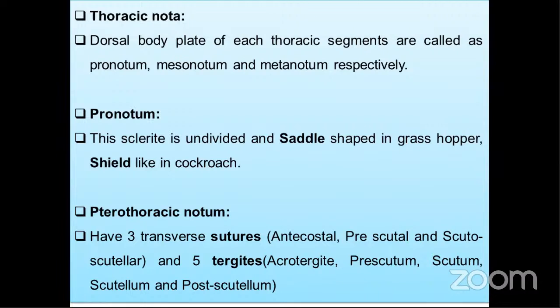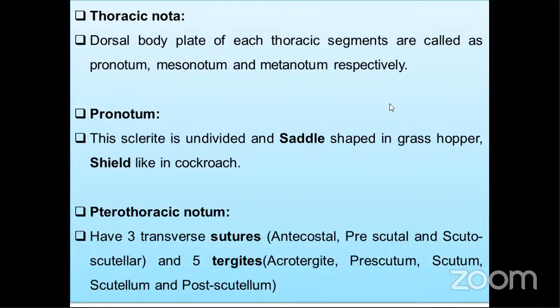At MSc level, they will ask this type of question. In MSc courses, they will also show you some specimens, so you want to dissect. This is saddle shape in case of grasshoppers, shield shape in case of cockroaches.